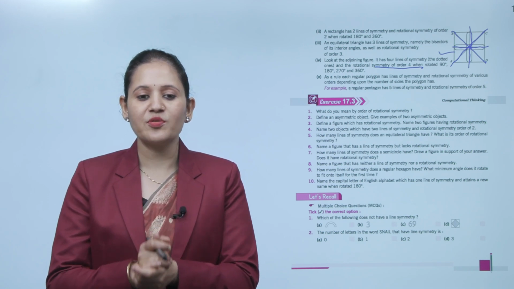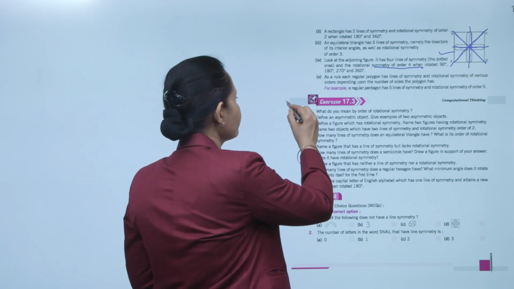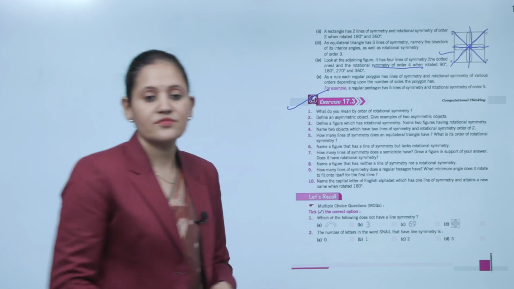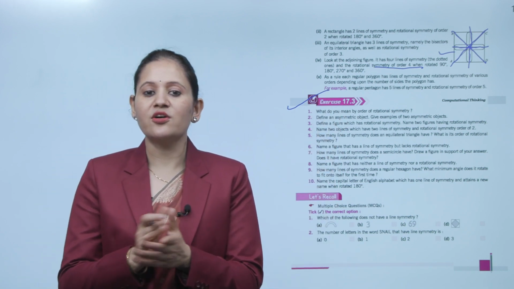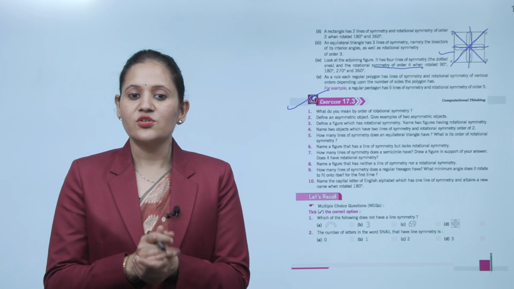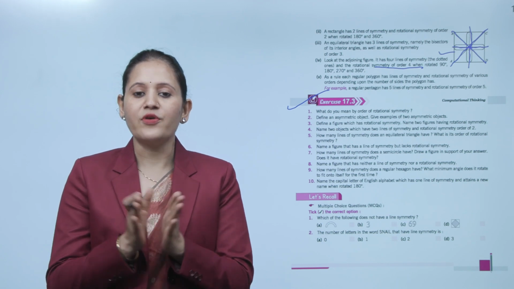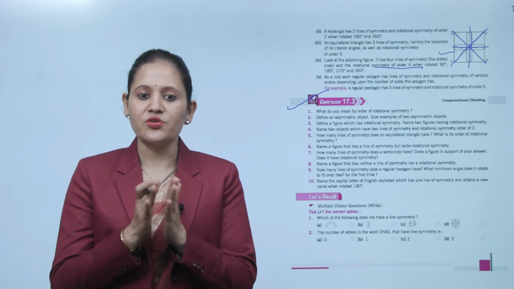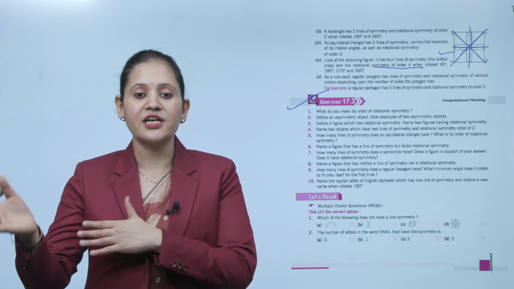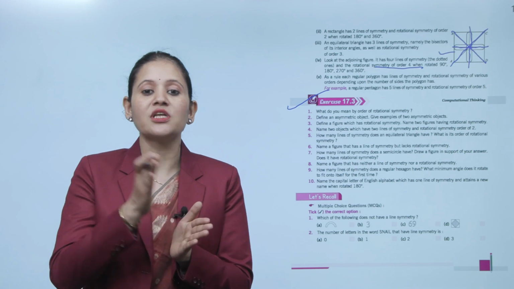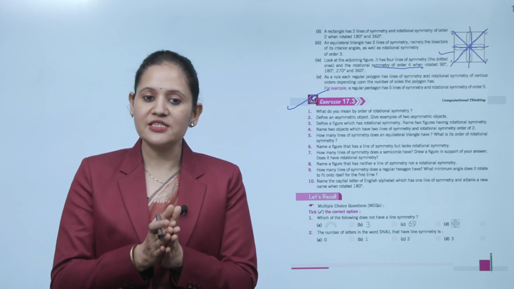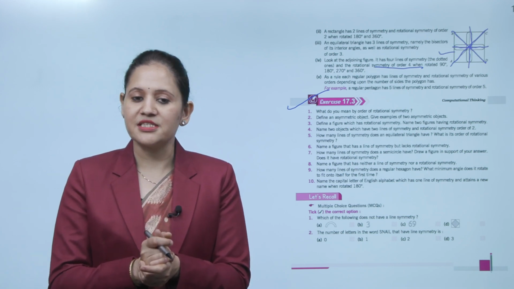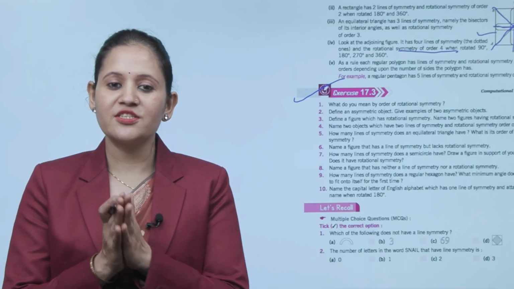Next is exercise 17.3. What do you mean by the order of rotational symmetry? So, the meaning of order of rotational symmetry, the figure fits into its original position. How many times a figure fits into its original position during the complete rotation? That is known as the order of rotational symmetry. So, practice all the questions of this exercise.